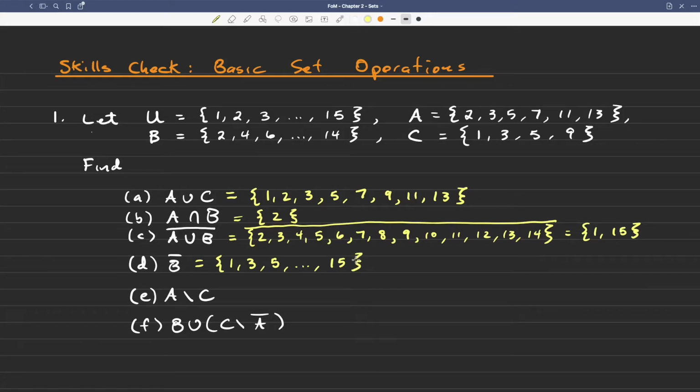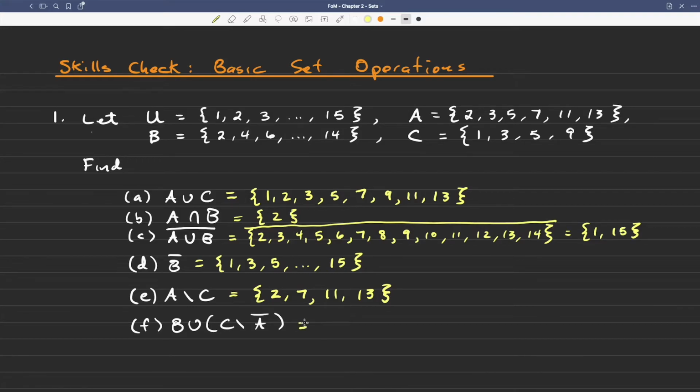A minus C, so that means take the elements of A and throw out anything that's also in C. So we'd have 2, 7, 11, and 13. So these are the elements in A that are not also in C.